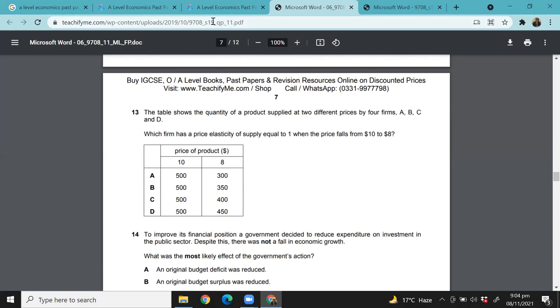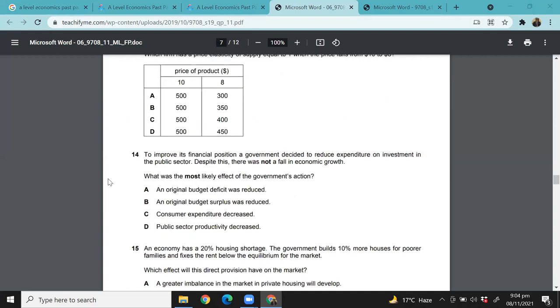Okay, 14. To improve the financial position, a country decided to reduce expenditure on investment in the public sector. Despite this, there was not a fall in economic growth. What was the most likely effect of the government's action? An original budget deficit was reduced. An original budget surplus was reduced. Consumer expenditure decreased. Public sector productivity decreased.